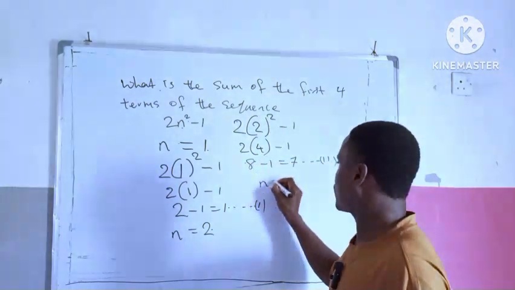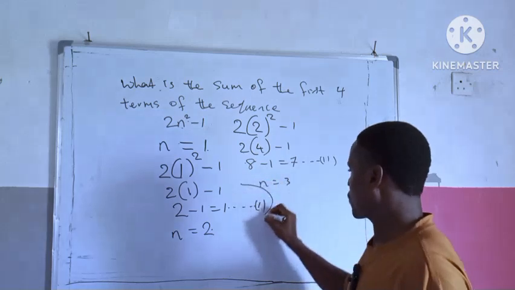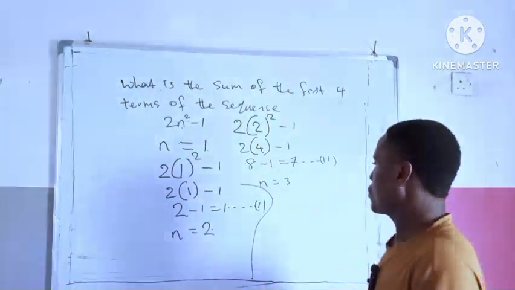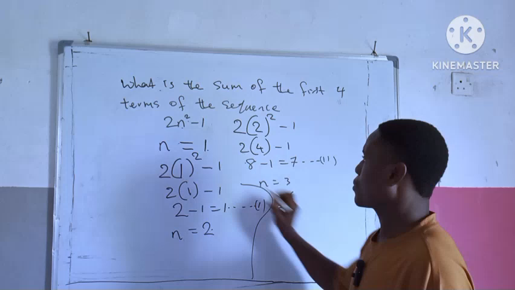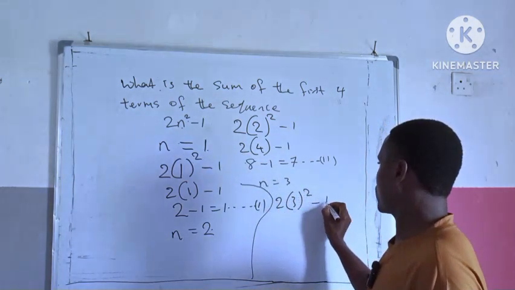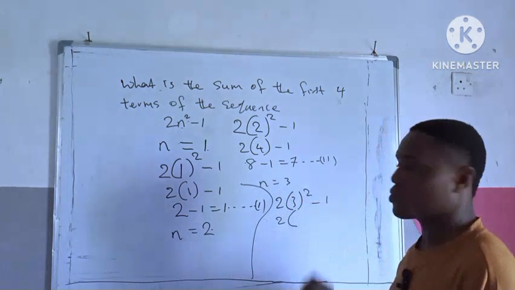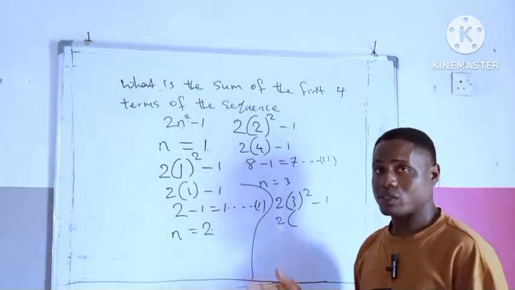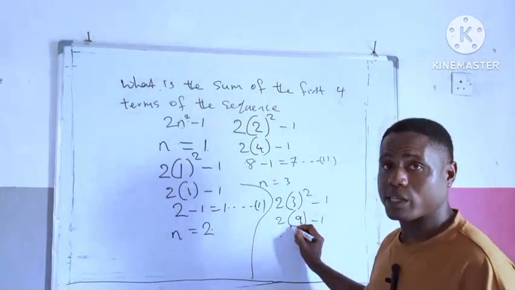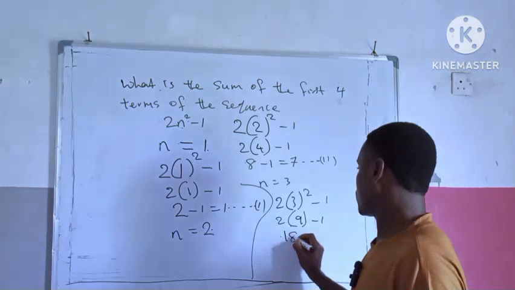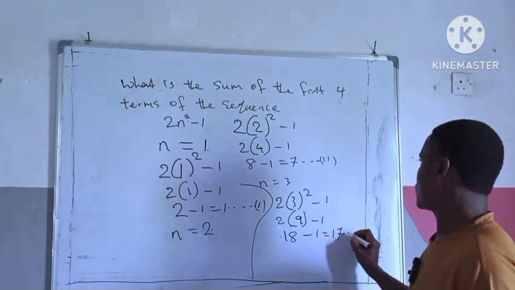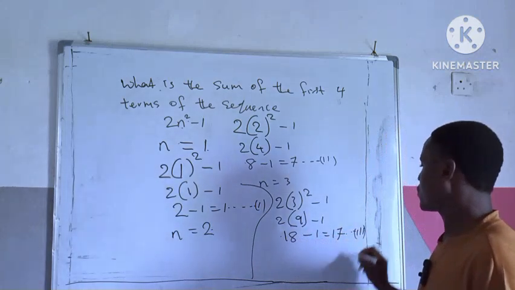So let's say n equals 3. Let's substitute. So we have 2, n, that is 3, raised to power 2, minus 1. 3 squared means 3 times 3, which is 9, minus 1. So open the bracket, 2 times 9 is 18, minus 1 equals 17, right? So this is the third one.